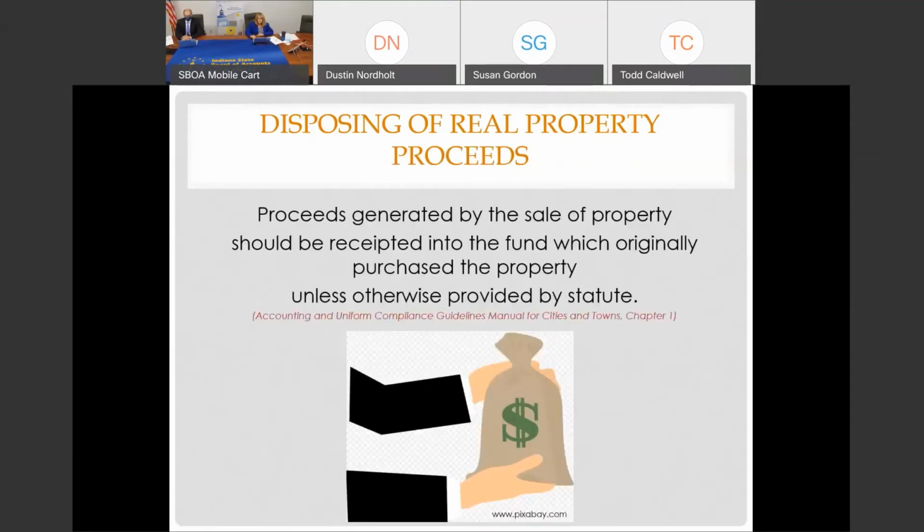And we do have a provision in our manual that says that the proceeds generated by the sale of property should be receipted into the fund which originally purchased the property unless otherwise provided by statute. So that is the general rule as to where to record those funds that have been received.